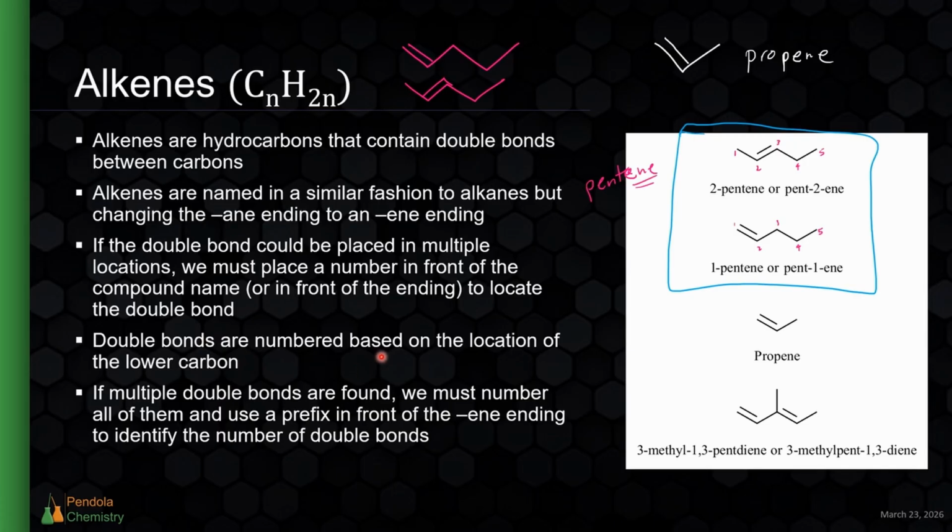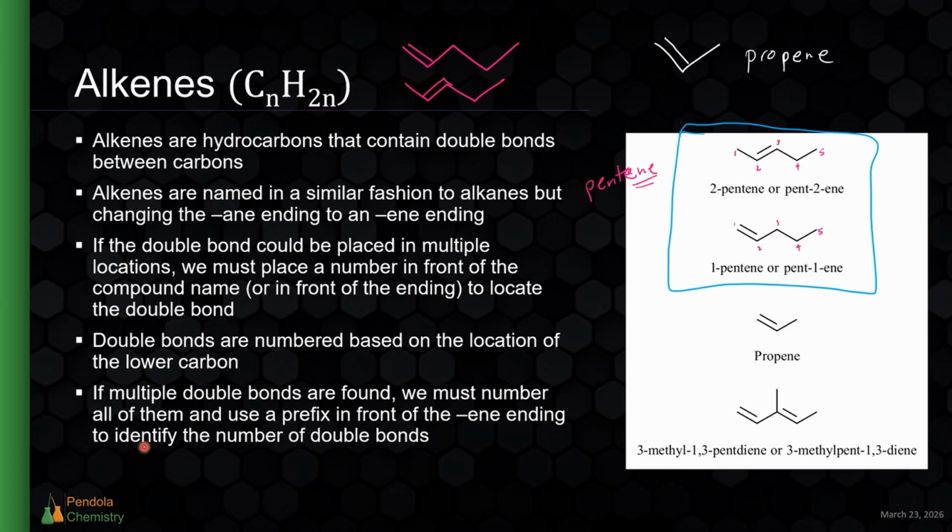Now, double bonds are again numbered based on the location of the lower carbon. So if you have this one, the double bond is between carbons 2 and 3, so we say it's on carbon 2. This one is in between carbons 1 and 2, so we say in carbon 1. If you have multiple double bonds in your molecule, like this bottom one, we are going to use the same ideas that we did earlier.